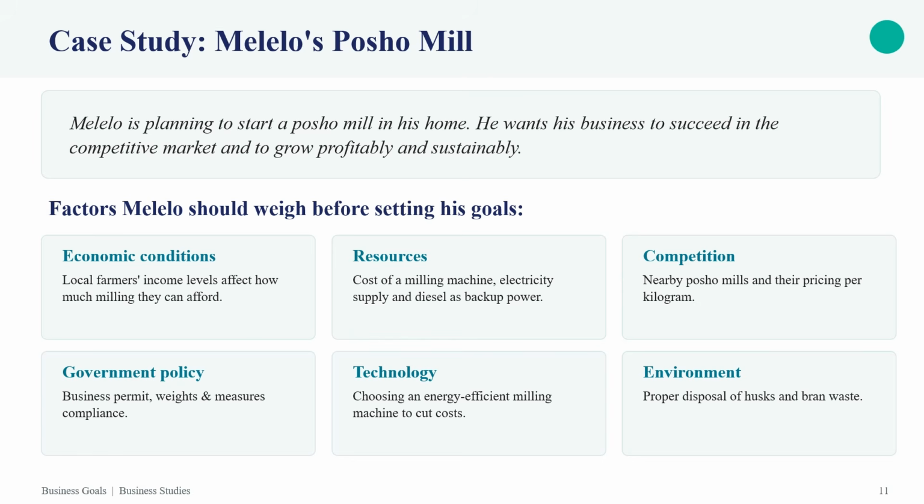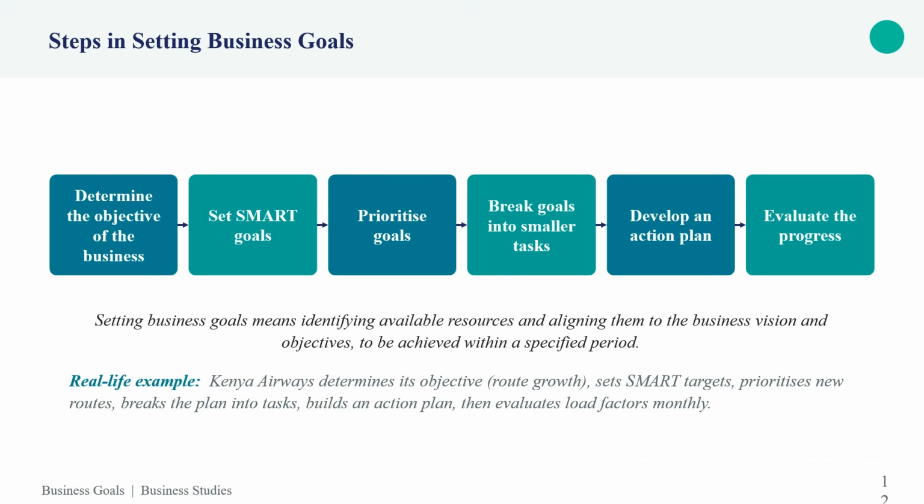Resources: cost of a milling machine, electricity supply and diesel as backup power. We also have competition. You look at the nearby Posho mills and their pricing per kilogram. We have the government policy, that is you need to have business permits and weights and measures compliance. Technology is also another factor. In alignment with this case study, you need to choose an energy efficient milling machine to cut costs. Last but not least is the environment around you. Make sure that you sustain the environment, that is proper disposal of hazardous waste and brand risk.